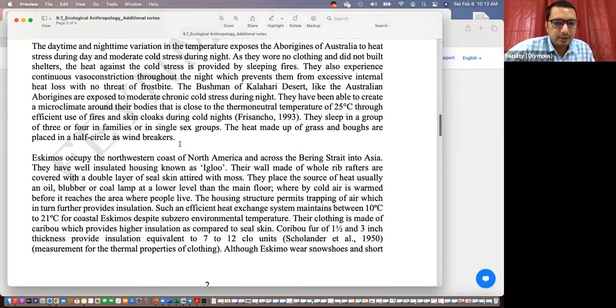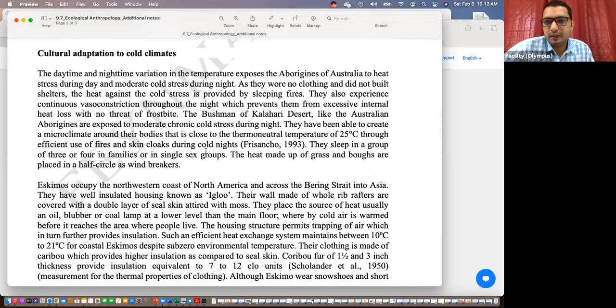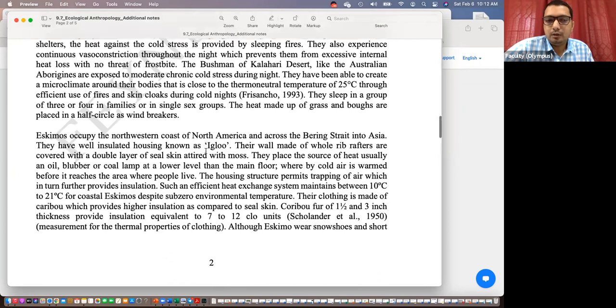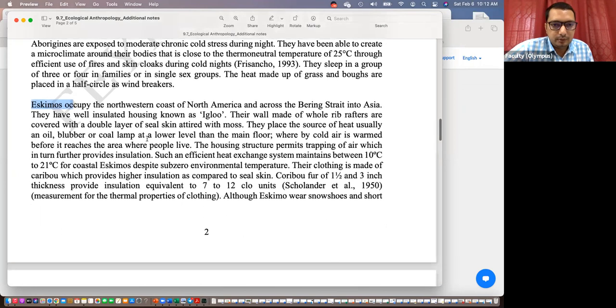Also, I mentioned those topics we were discussing yesterday with respect to the cultural adaptations in colder climates. I talked briefly about the Eskimos, those who live in the North American part. They have houses that we were talking about, igloos. I was explaining to you how the igloos are actually built, with an insulating material. And I was also telling you that they have a flame placed slightly beneath the level of the house in such a way that the cold air coming inside is warmed up.